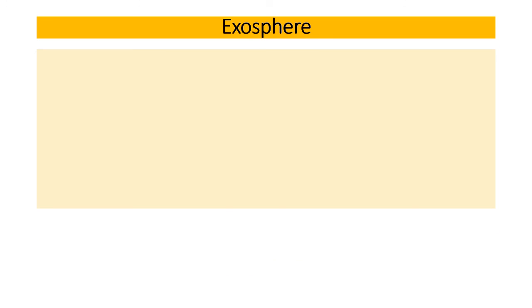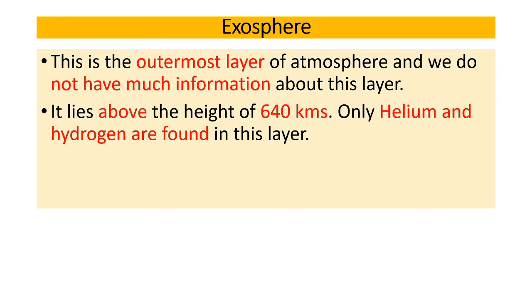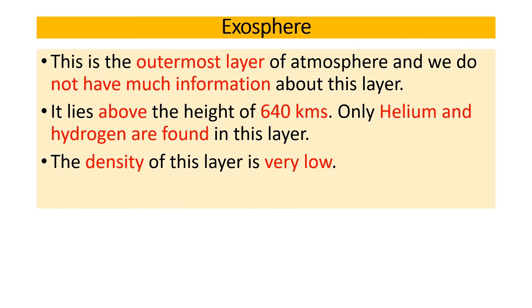Now, the last layer of the atmosphere is exosphere. This is the outermost layer of the atmosphere, and we do not have much information about this layer. It lies above the height of 640 kilometers, and only helium and hydrogen are found in this layer. The density of this layer is very low because of the absence of atmosphere.